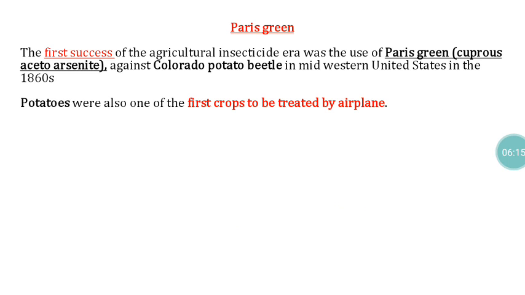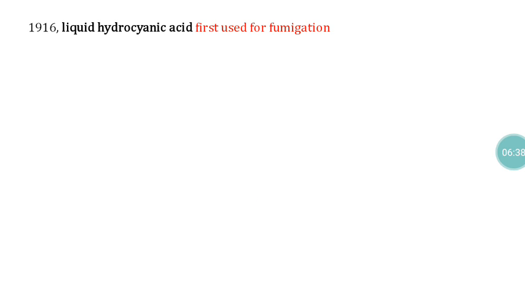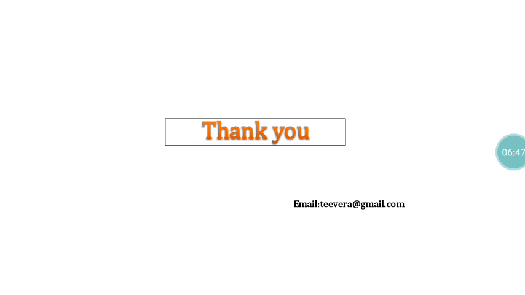Paris green is the first successfully used insecticide, particularly in the USA for the control of Colorado potato beetle, and its chemical name is copper acetoarsenite. Potato is also one of the first crops to be treated by airplane. The first used fumigant is liquid hydrocyanic acid in the year 1916. These are the first things related to chemicals.